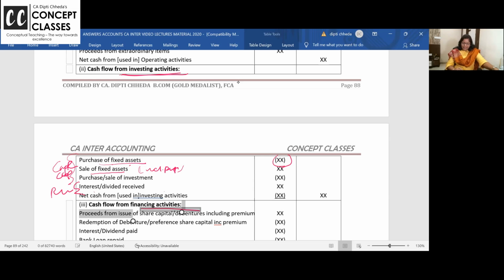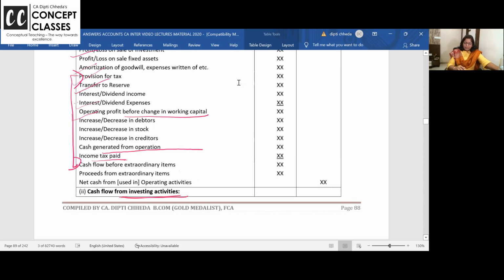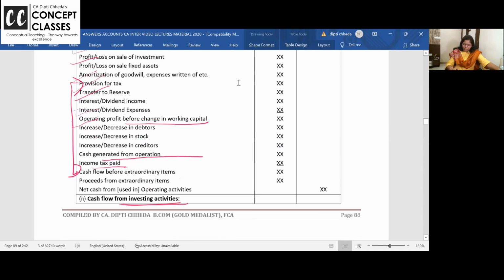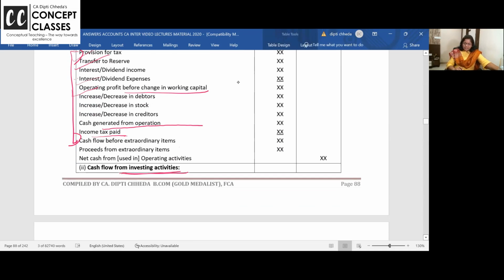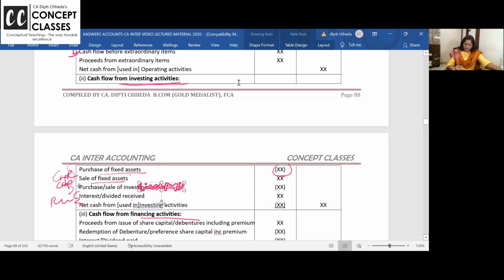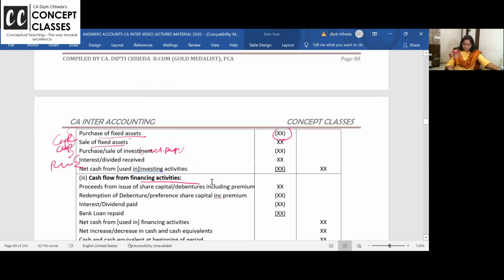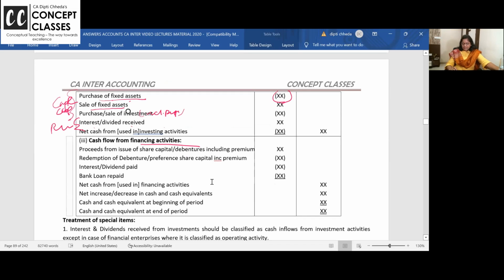If interest is received and you have taken it in the P&L account credit side, remove it. Ma'am, but interest is received in cash and in the P&L account in net profit, it's already taken, remove. Because interest received is income on investment of debentures. Same way dividend received and so on. Okay? Right. Now we have cash flow from financing activities.